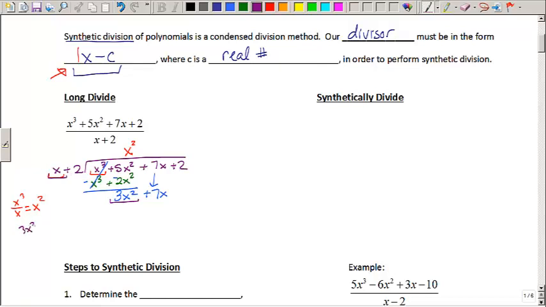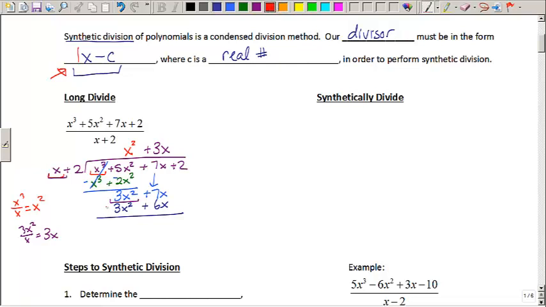So 3x squared divided by x gets me 3x. And I'm going to put that in the x column. Notice that the 3x is above the 7x. Multiplying back through, I'm getting 3x times x, or 3x squared. 3x times 2 is 6x. Notice everything is in the right columns.